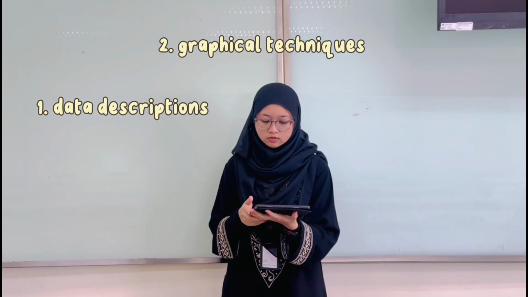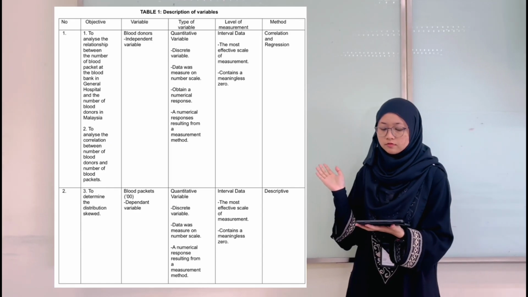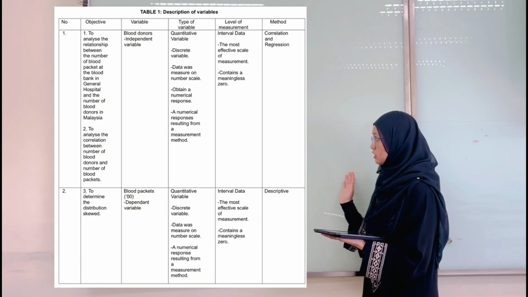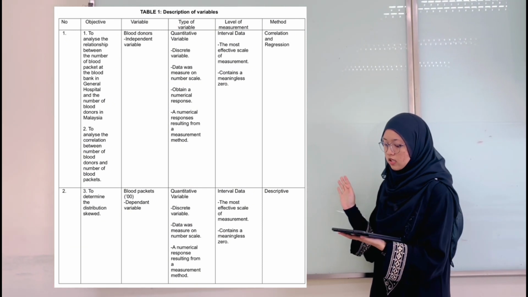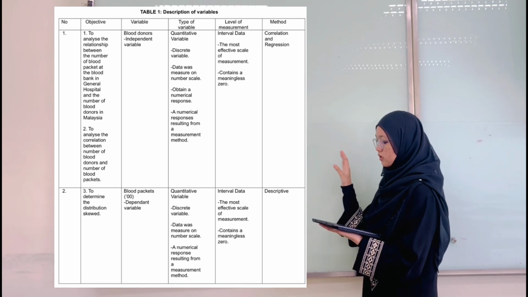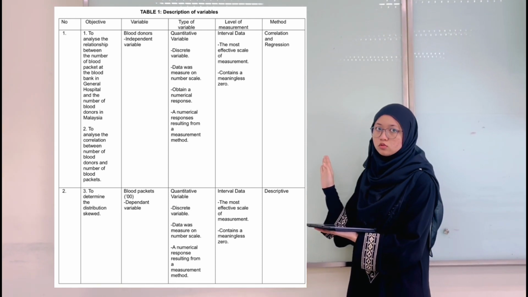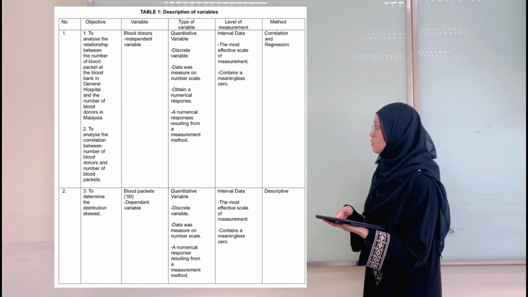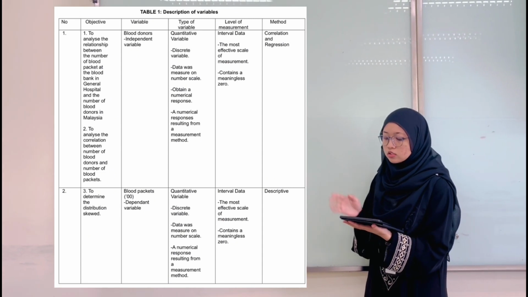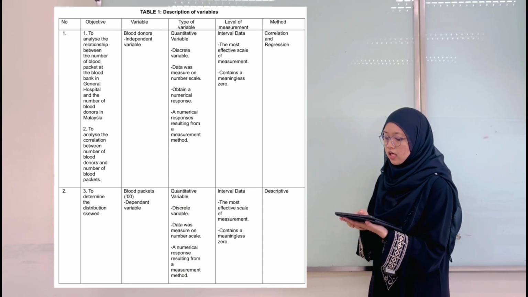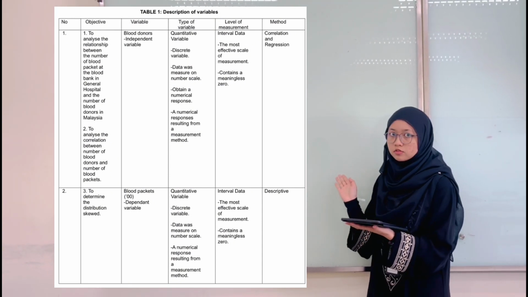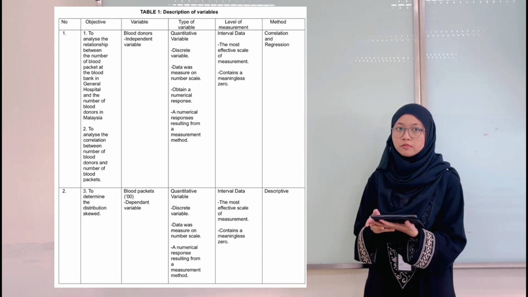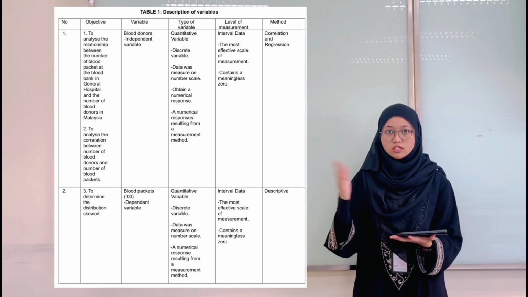Moving to Chapter 2, which is the methodology. In this chapter, we have three main points, which are data description, graphical technique, and numerical technique. We go to the first technique, which is the data description. As we can see in the poster, I put the description of the variables, which is the data we use to obtain our objectives. For objectives 1 and 2, we use correlation and regression as the method, and for objective 3, we use a descriptive method. So let's move to the next one.